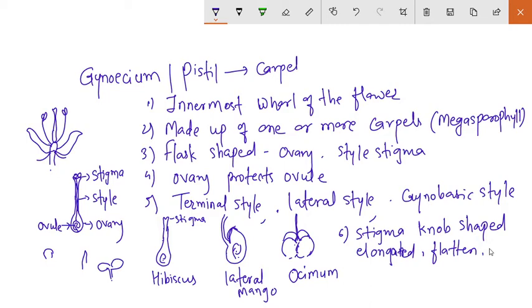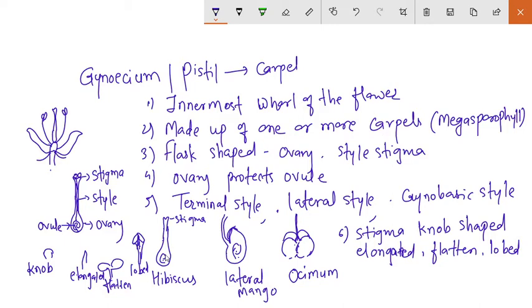So such type of stigma is present. So it is lobe. Lobe, it is flattened, it is elongated, and it is knob shape. So the shape of the stigma may be knob shape, elongated, flattened, or lobed. Okay. So the stigma receives the pollen grains and it helps in the germination of the pollen grains.